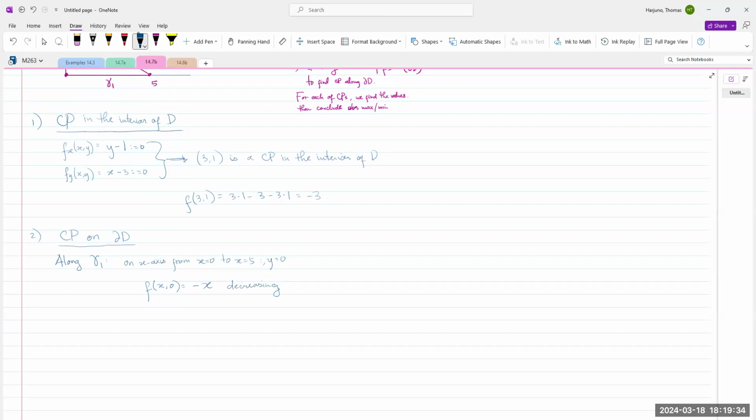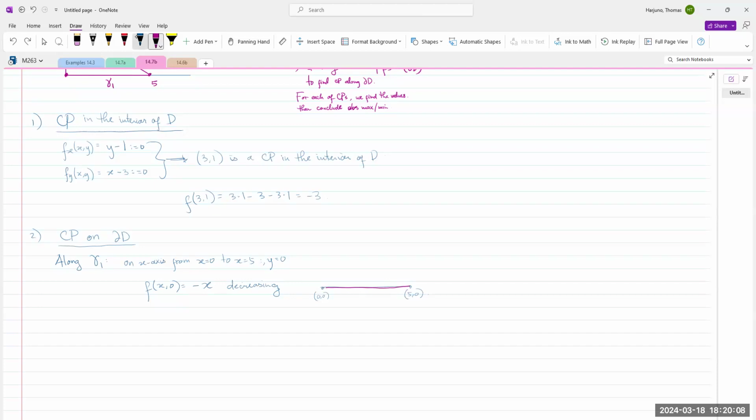Okay, so because it is strictly decreasing from x equals 0 to x equals 5, then the maximum and minimum will only happen at the endpoints, right? Remember, the boundaries we are talking about consist of the interior of that interval and the endpoints. Okay?